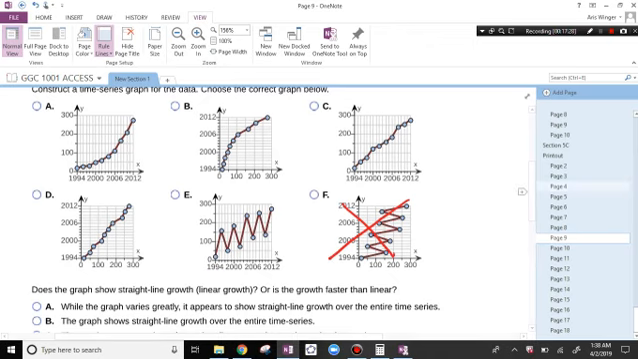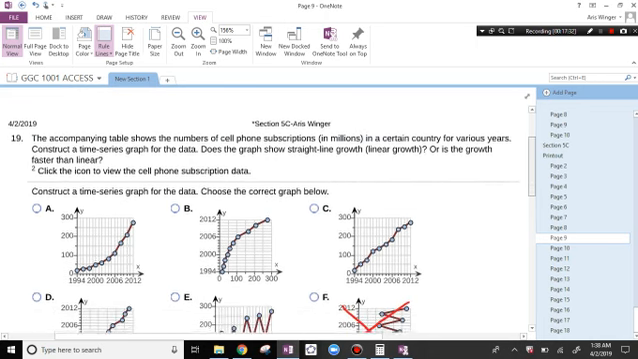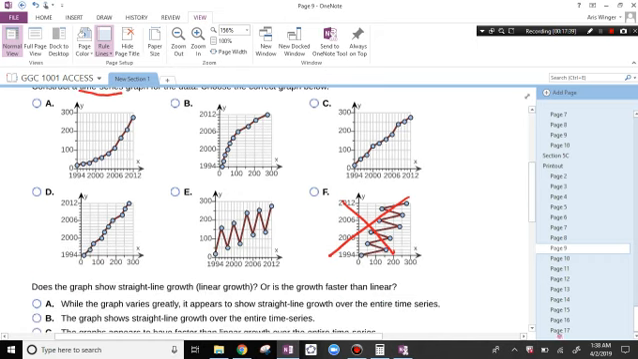Okay, so we want to do a time series, right? So that means the x-axis has to be time. So these are out because time should not be on the y-axis. Any other ones that make that mistake? Okay, great. Oh no, this one's also wrong.